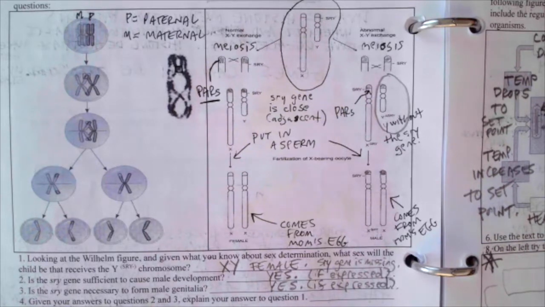So the question asked in the classroom was, is the SRY gene close enough to the pars region that it can get dragged over without an error? The answer is no, an error has to happen. However, why are XY females common, Ari? Why would you say XY females and XX males are common?